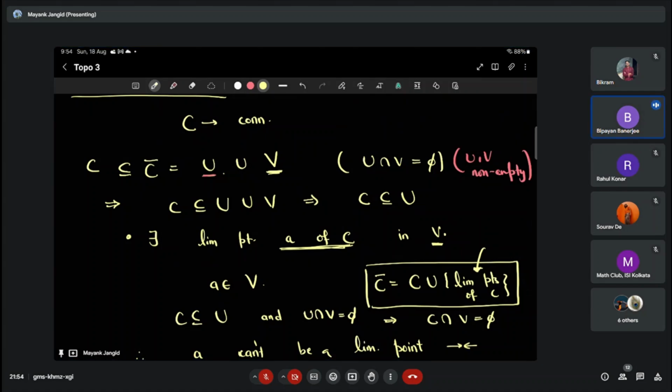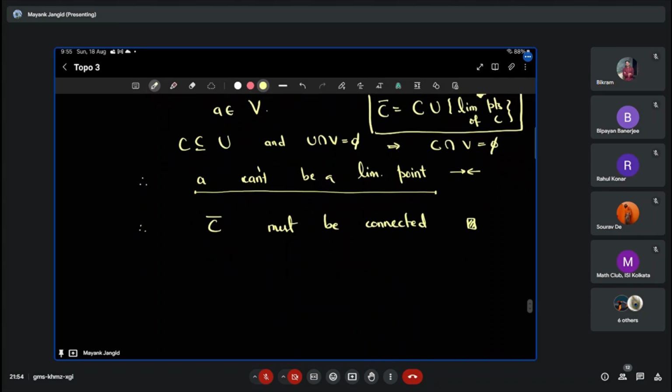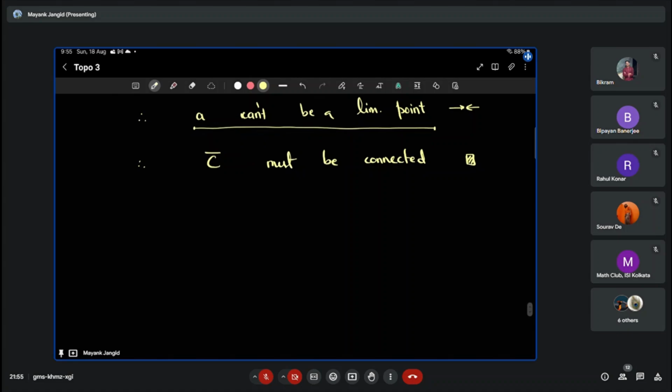Yes. Okay. So the closure of C must also be connected. So if C is connected, then the closure of C must also be connected. You can prove this using the things that we did earlier also, like extension of continuous functions. I will just give you an idea of another proof.